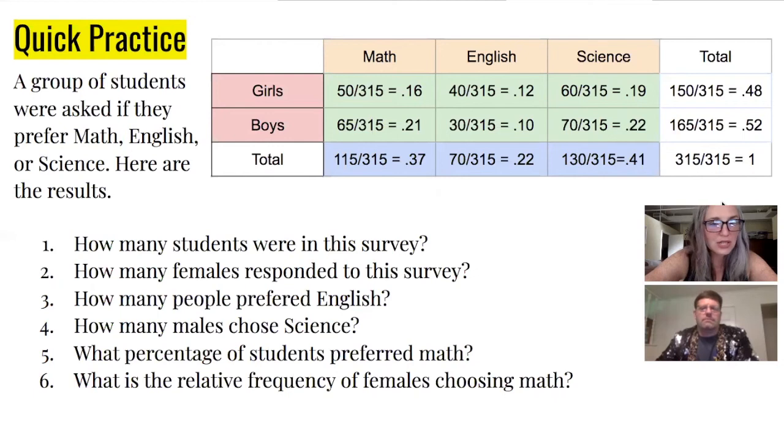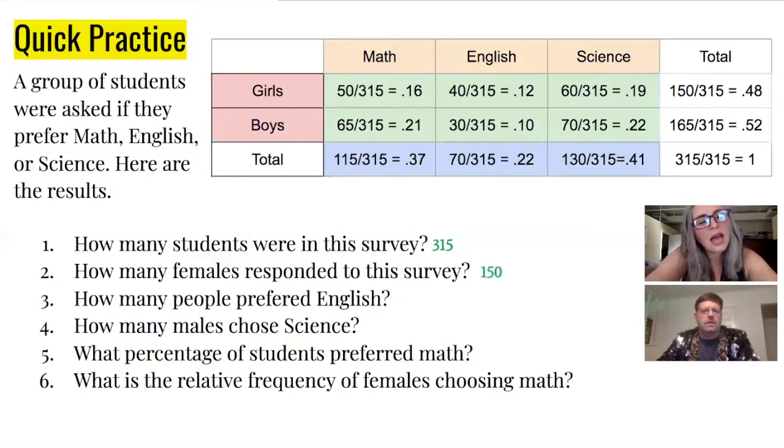So the first question is how many students were in this survey? What do you think, Mr. Robbie? That would be in the bottom right-hand corner, the number 315. You're right. Second question, how many females responded to this survey? Then I would go across the girls row to the total, and I would see that number 150. Not the 48, not the 0.48, but the total number. She's asking me about numbers now, so I need the frequency, and that'd be 150.